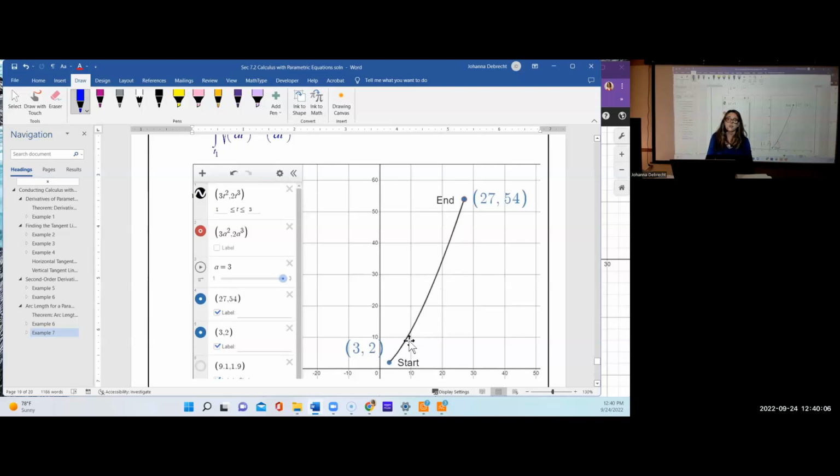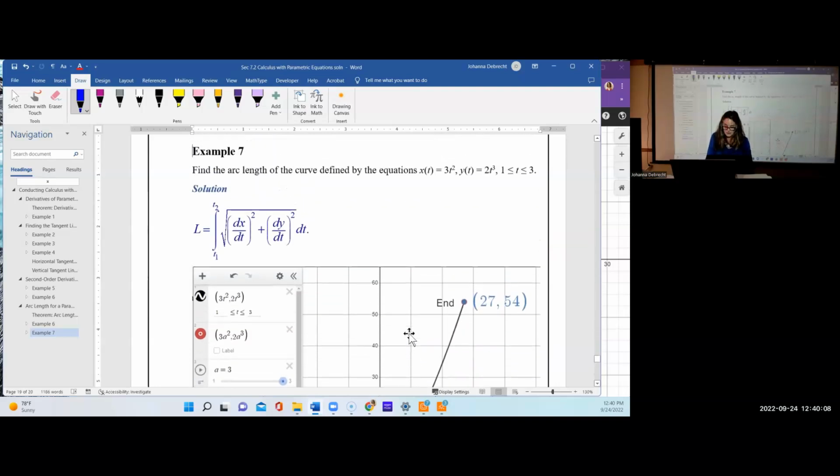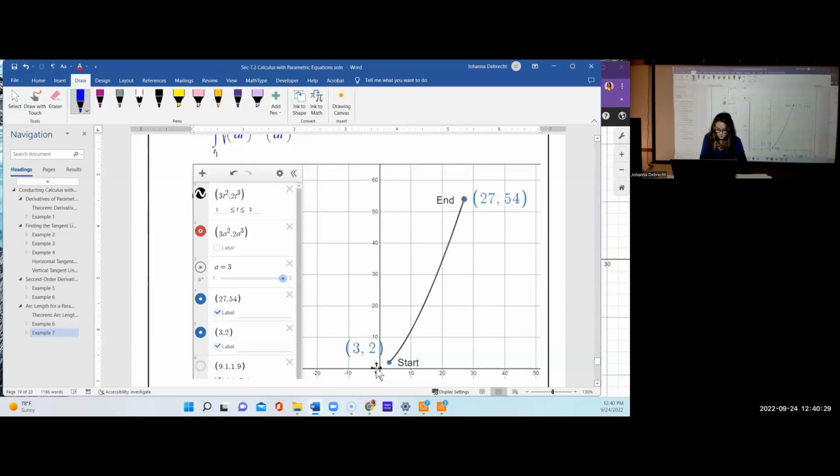If you're not sure, you can always find the first derivative of it, and the first derivative is not going to be a constant, which tells you, of course, that it does have some change in curvature. So now what we're looking at is we want to find the arc length over the interval from t from 1 to 3. And we can see that it is a pretty wide region. This is going from the ordered pair (3, 2) up to (27, 54). So we should expect that it should be relatively long.